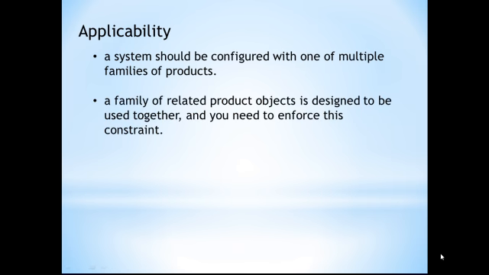There are different situations in which you may apply this design. The first one is when a system should be configured with one of multiple families of products. In our contact manager, the different families are the dark and bright look and feel. The second situation is when a family of related product objects is designed to be used together and you need to enforce this constraint. In our contact manager, when you are building some buttons, scroll bars, and so on, you would like them to have the same look and feel.